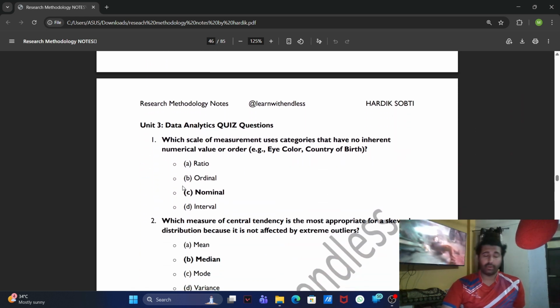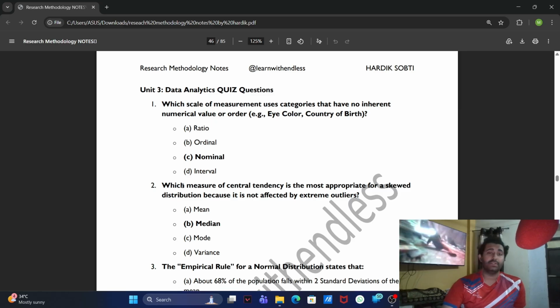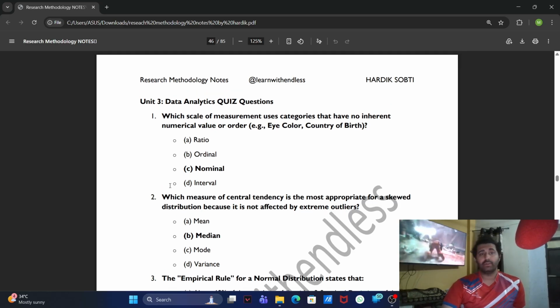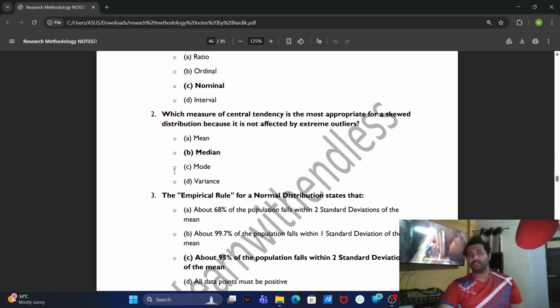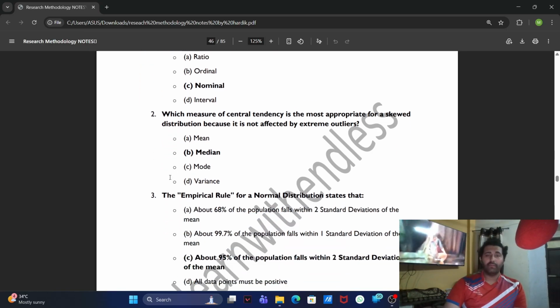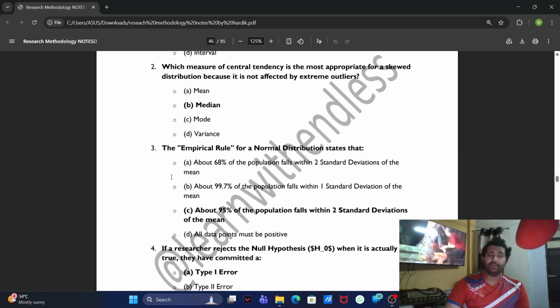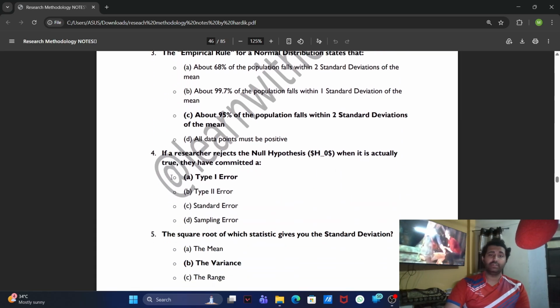Here is a quiz for you guys. I've already marked the answers, so if you want, you can go through them. Which scale of measurement uses categories that have no inherent numerical values or order? Example: eye color, country of birth. Nominal. Which measure of central tendency is most appropriate for a skewed distribution because it is not affected by extreme outliers? Median. The empirical rule for a normal distribution states that about 95% of the population falls within two standard deviations of the mean.